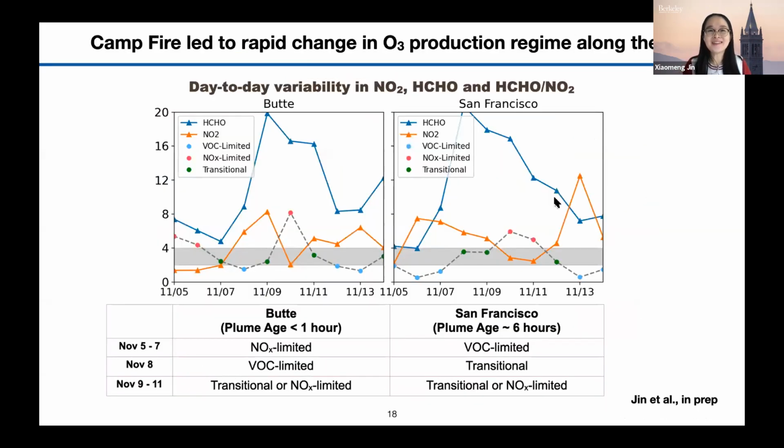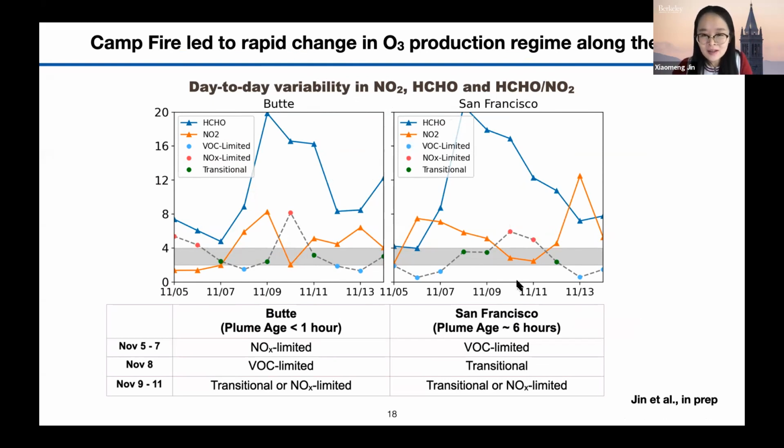So how can we link this with ozone chemistry? This figure shows you the day-to-day variability of NO2, formaldehyde, and the formaldehyde-NO2 ratio in two counties: Butte County, which is the county where the fire occurred, and San Francisco, which is the downwind urban area.